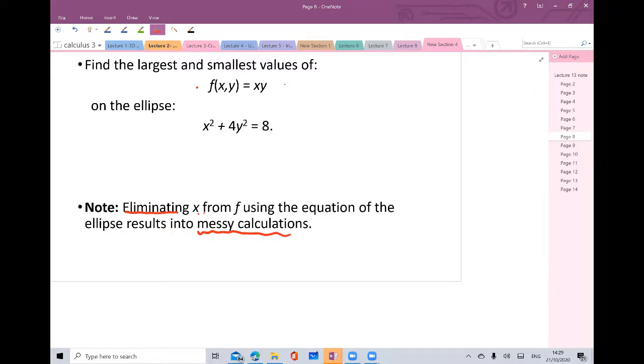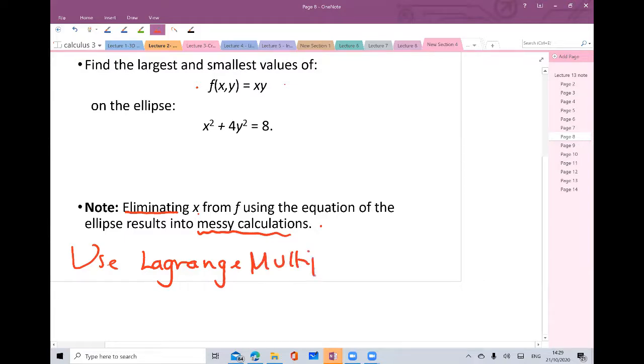Alternatively, I could use Lagrange multipliers and solve it using simple algebraic equations. So this is another way to solve such problems. Instead of solving it using this technique, I want to solve it using the Lagrange multiplier method. What should we start with? What is the first step? We're going to implement it now.